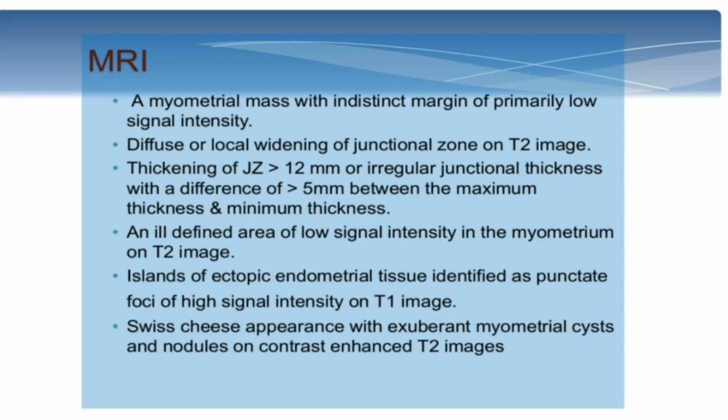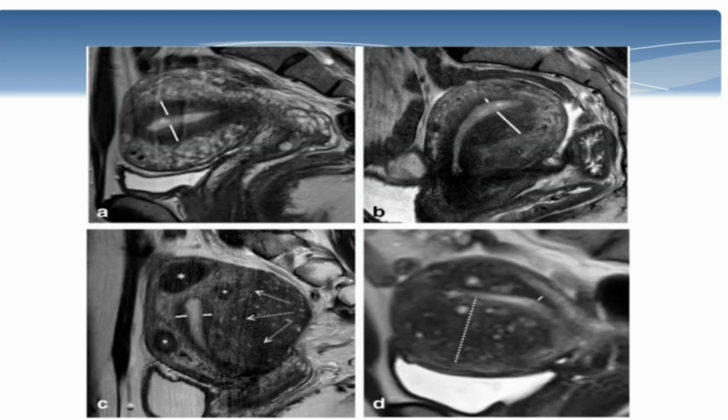Now we will see it from the MRI slides. In figures A and B, it showed the thickened junctional zone. In figure C, there is presence of foci of adenomyotic lesion in the myometrium. And in figure D, there is asymmetrical thickening of the myometrium.